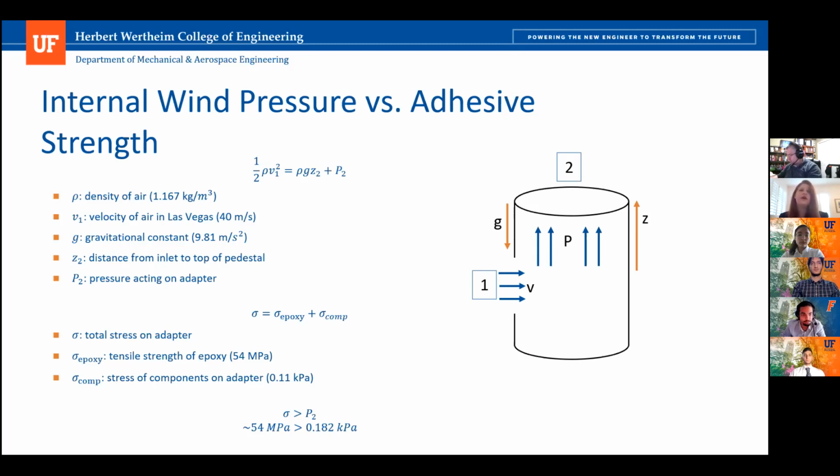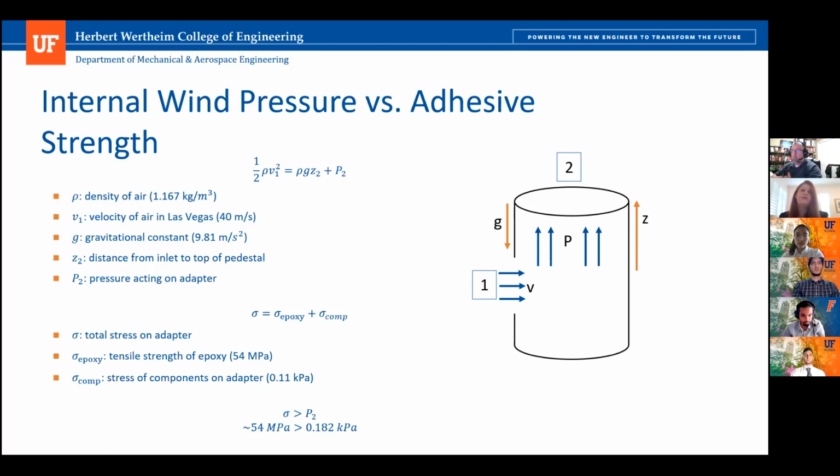Assuming atmospheric pressure at the inlet and an ambient temperature of 85 degrees Fahrenheit, the density of air was determined to be 1.167 kilograms per meter cubed. The distance from the inlet to the top of the pipe was measured to be 0.15 meters, and the gravitational constant G is 9.81 meters per second squared. This results in a pressure of 0.182 kilopascals.